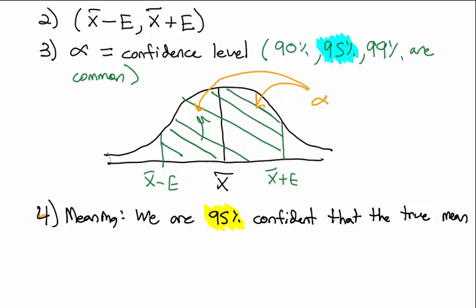and I should highlight that also, depending on what we're estimating, it might be the true standard deviation or the true population. We are this percent confident that the true parameter is between some values, A and B. And we'll actually calculate those numbers. So that's the theory behind what we're doing.